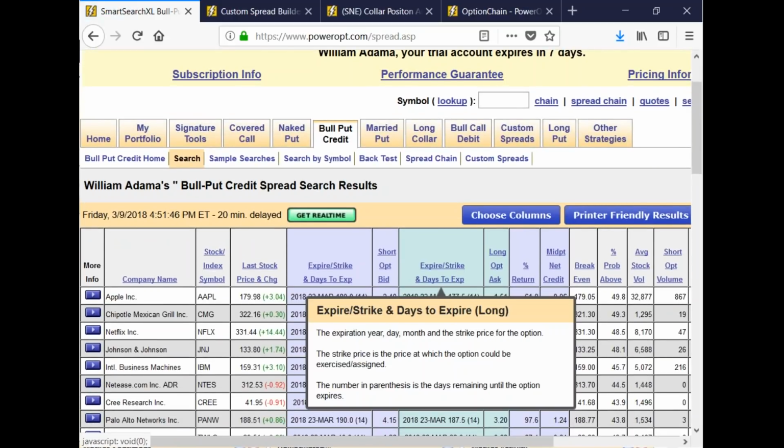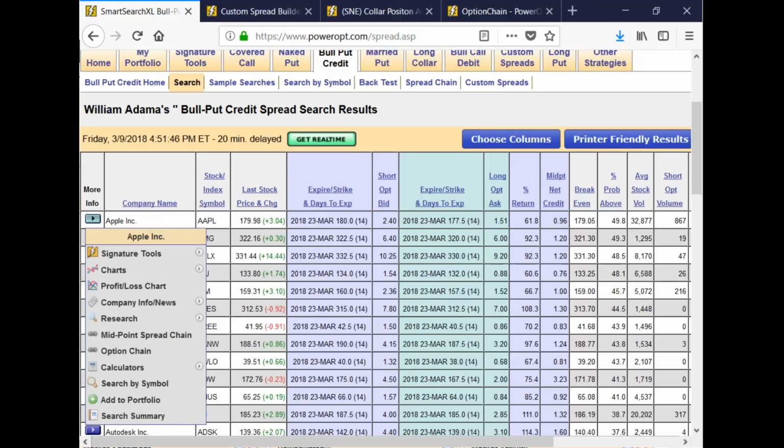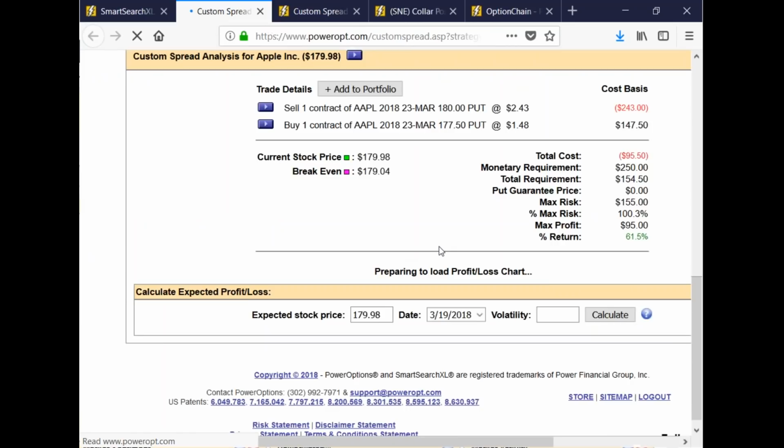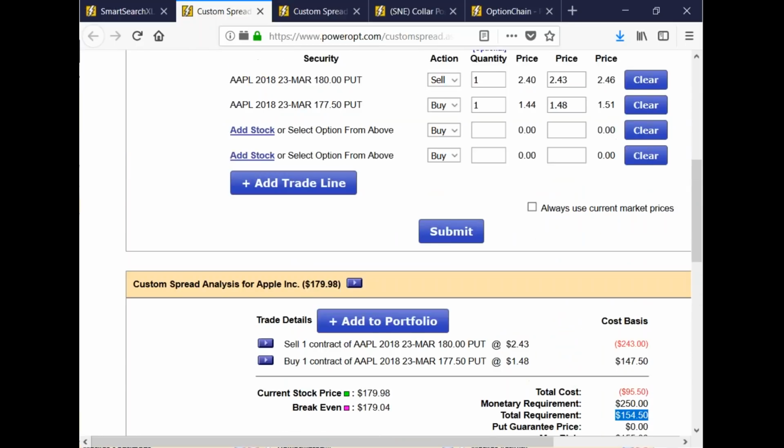I'm trying to find that one. I could build it personally, Apple. Good. Apple 180 to 177.5. Okay, that's the bull put. Right? It's a 61.8% return, a net credit of 96 cents. All right. Now what can I do? I can go to the profit and loss chart. Stock's at 179.98. There's my bull put with my risk of 154, monetary requirement 250.